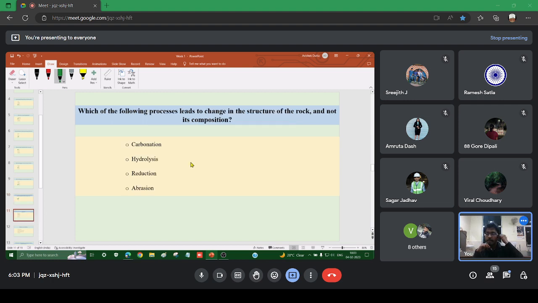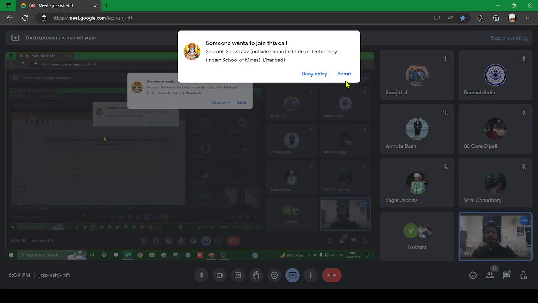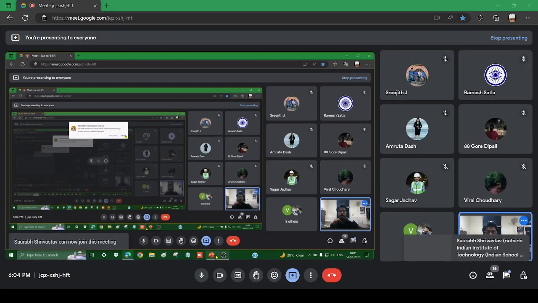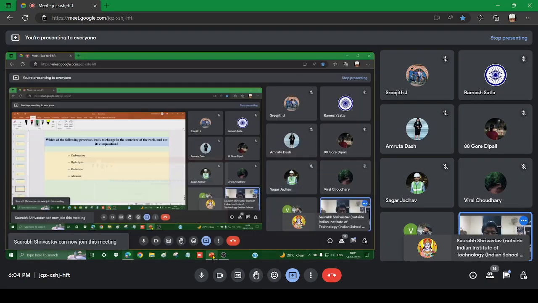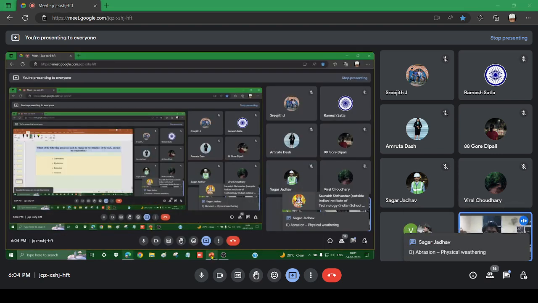Which of the following processes leads to change in the structure of the rock and not its composition? Abrasion. Anyone else? Any other answer? Abrasion, physical weathering.